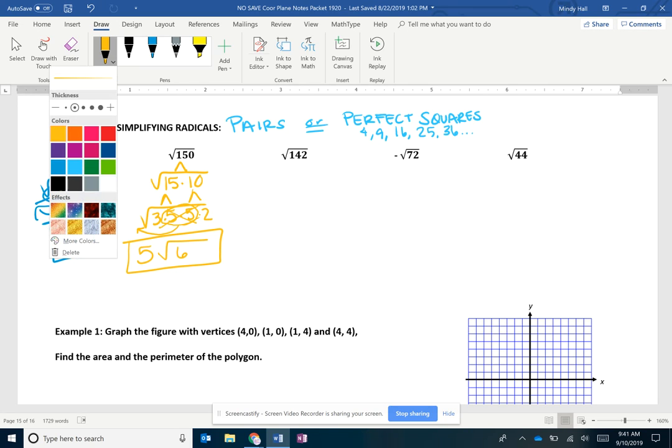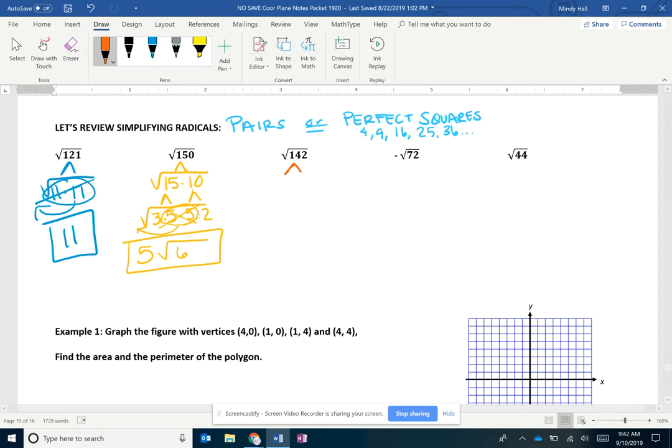So then for 142, I know I can divide by 2. That gives me 71. Now, 71 is a prime number as far as I'm aware. 71 divided by 4, 71 divided by 5, that's obviously not going to work. 6, yeah, no, okay. 71 is definitely prime. So because this is a prime number and I have no pairs or perfect squares, I'm just going to multiply these back together, and it's just the square root of 142. It is okay if your radical cannot be simplified.